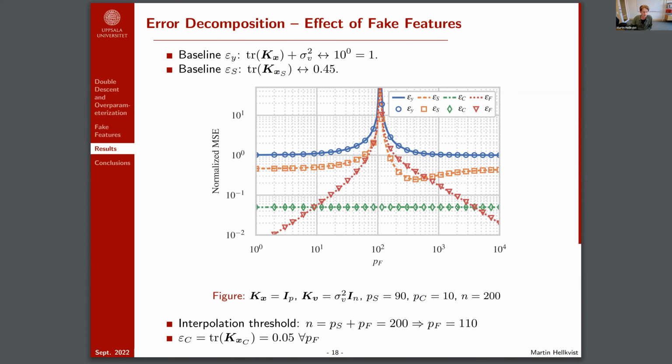It is constant here. And you see that the epsilon F curve has a dynamic which, when you add it together with epsilon S and epsilon C, you will get up to this epsilon Y curve. So these three together make up the epsilon Y, the error output MSE.